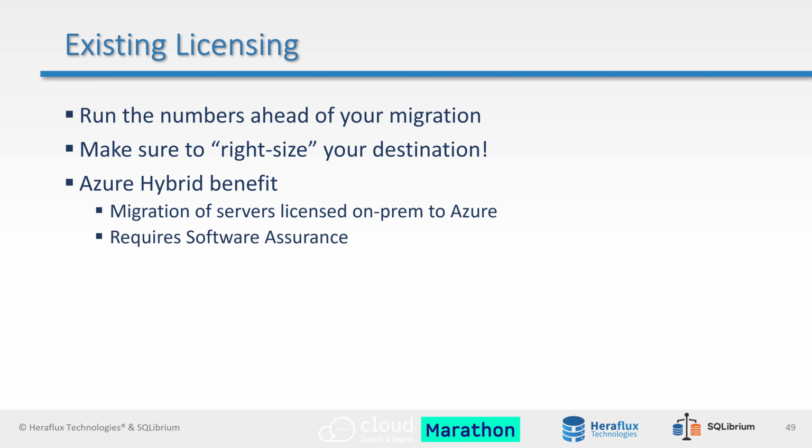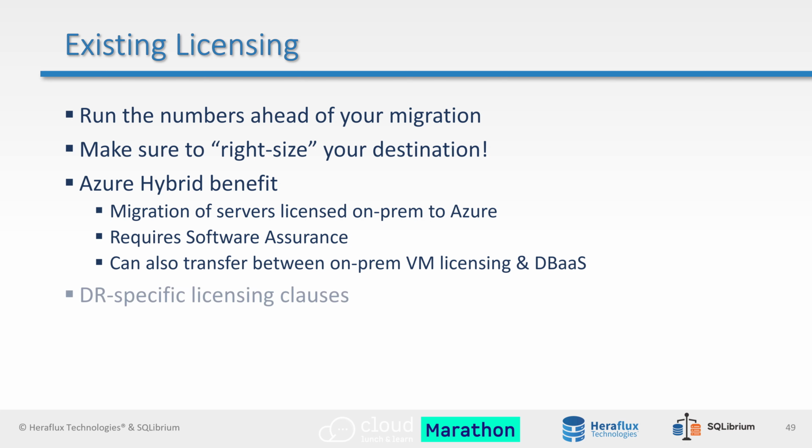But again, it does require Software Assurance. So if you're doing net new purchases now with the intent to go to the cloud soon, make sure you buy SA. The DR-specific licensing clauses out there, again, make sure you're aware of them. It can actually save you a lot of money. We do have a couple of organizations that we help save some cash with those.